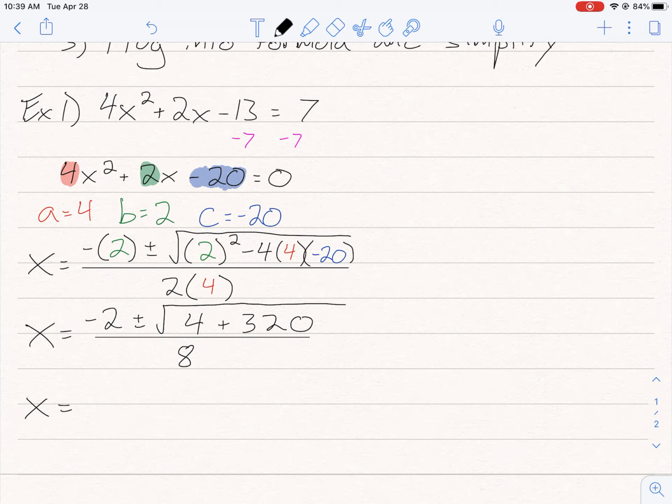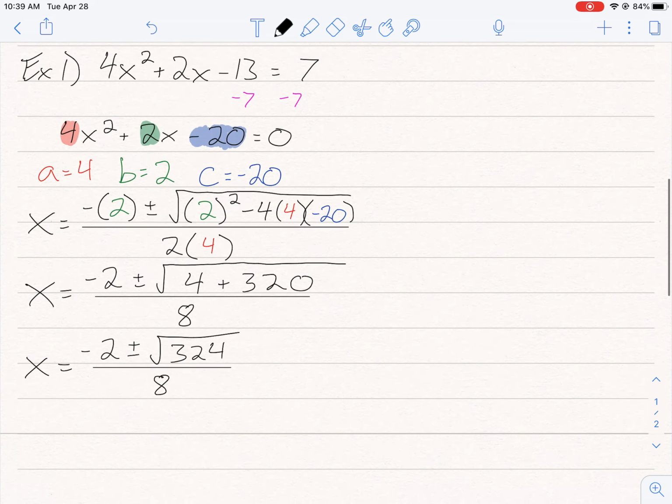So let's keep that going. Let's add 4 and 320. So x equals negative 2 plus or minus the square root of 324, all divided by 8.